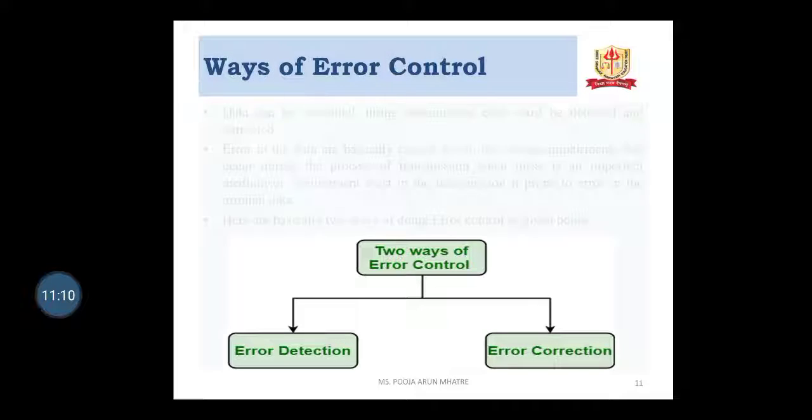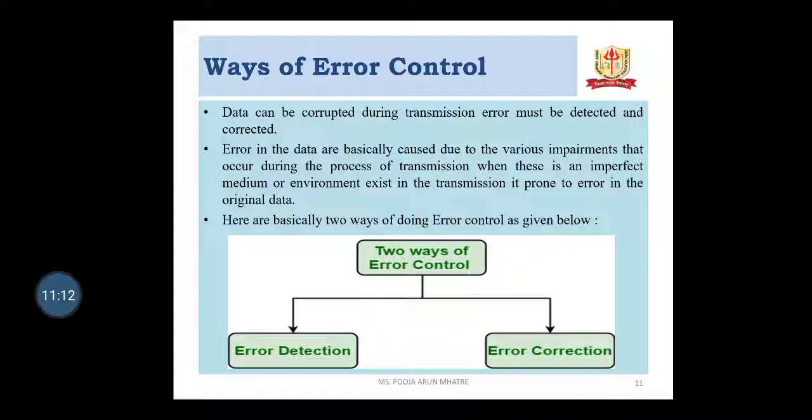Ways of error control. The data can be corrupted during transmission, so errors must be detected and corrected. The errors in data are basically caused by various impairments that occur during the process of transmission. When there is an imperfect medium or environment in a transmission, it is prone to errors in the original data. So there are two ways of error control: error detection and error correction.